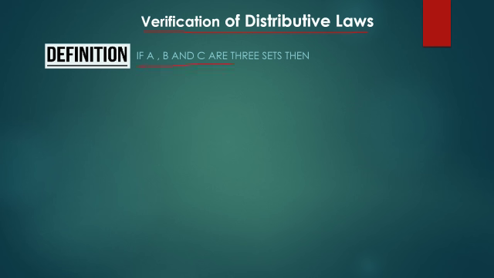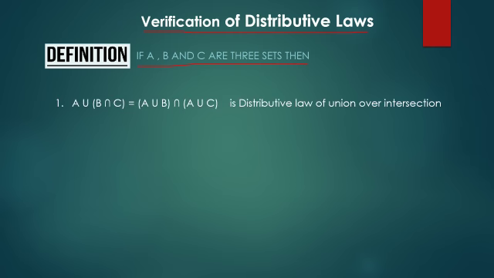If we have three sets A, B and C, then these laws are defined as follows. The first one: A union (B intersection C) is equal to (A union B) intersection (A union C). Here you can observe that union is distributive over intersection, so its name is distributive law of union over intersection.